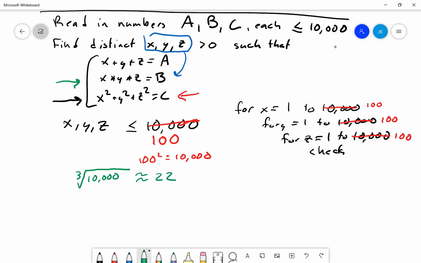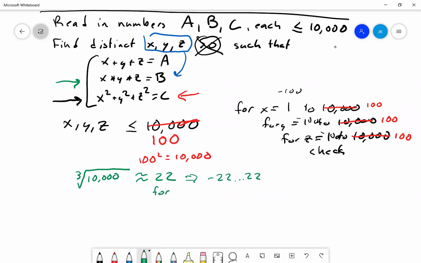By the way, I should have said this before: I don't think I needed this greater than 0. I think it's actually a more interesting problem if I got rid of that. And so this would be something like minus 100 to 100, minus 100 to 100. And so instead of 22, you could say it's minus 22 all the way to 22.